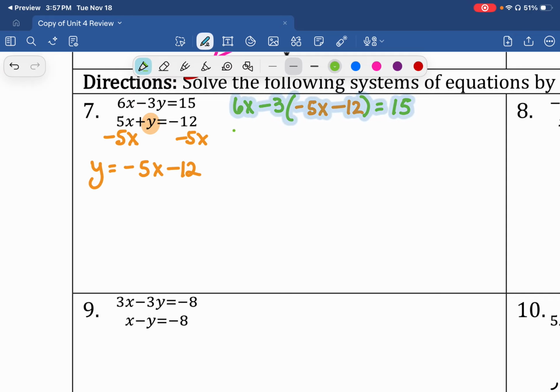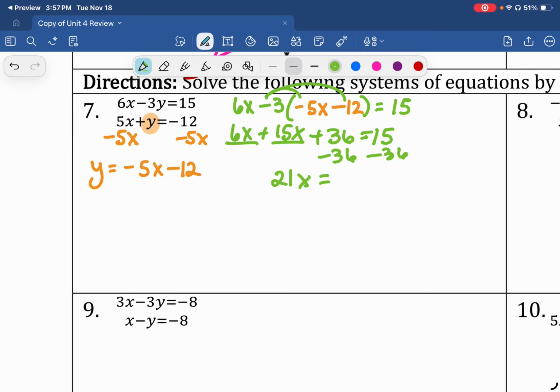So we can't do anything with that, so we bring it down. Now we distribute to get positive 15x, positive 36 equals 15. Combine like terms. And we can go ahead and subtract 36 on both sides. We have 21x is equal to negative 21. Divide both sides by 21. X equals negative 1. Now we take that and we plug it back into this equation for x.